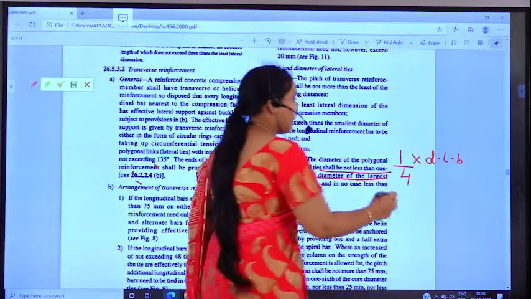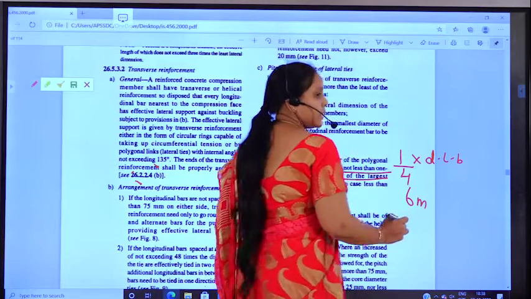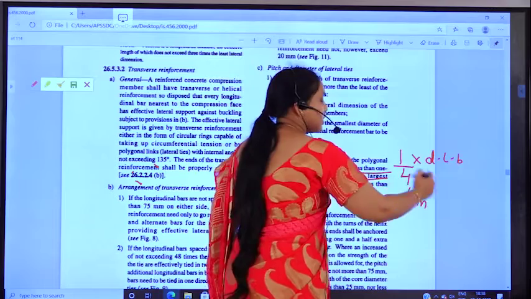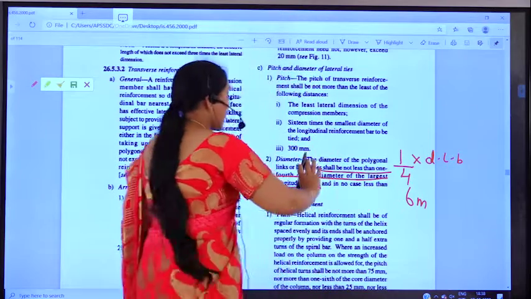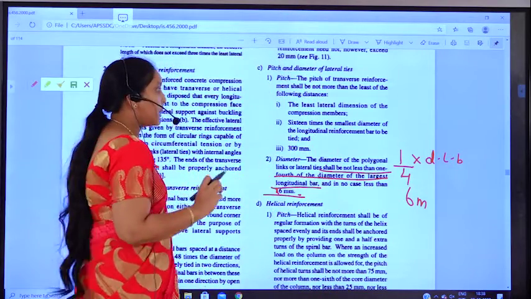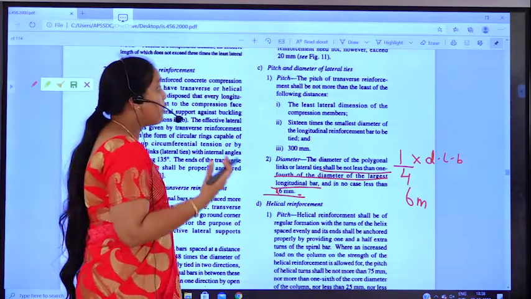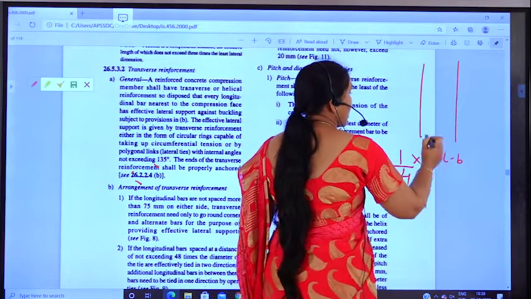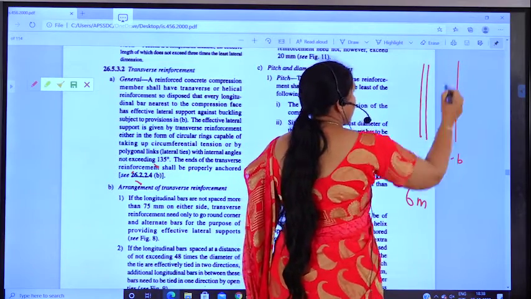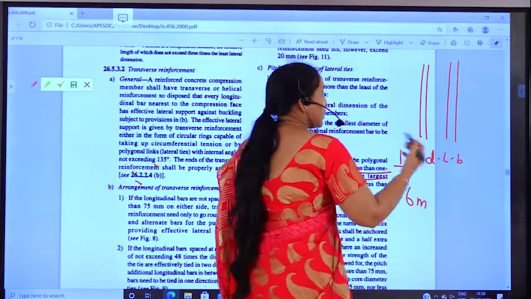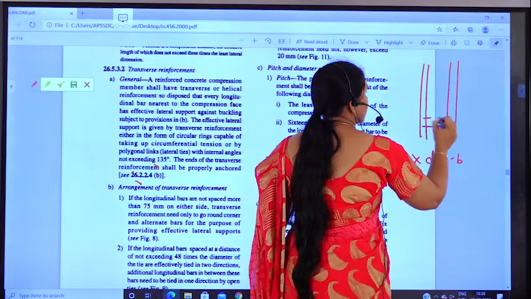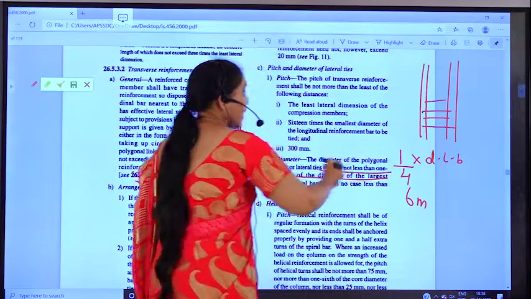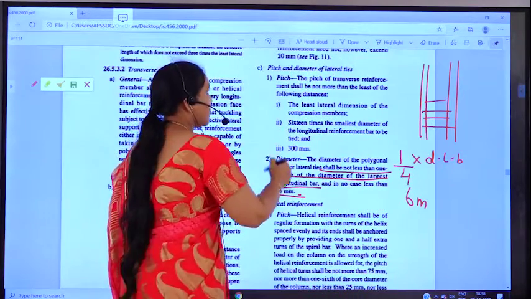In no case should it be less than 6 mm. That is, we have to provide a minimum of 6 mm, or the value which we will get here. So that is how we have to provide the diameter of the lateral ties. Now if this is the section of the column, here is how we will provide the longitudinal bars, and this is how the lateral ties are provided. So the diameter of the lateral ties is found from this particular clause.